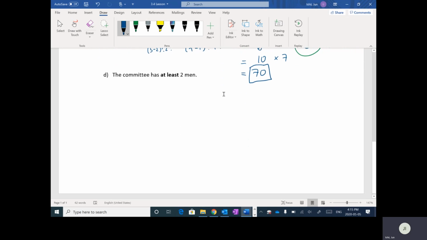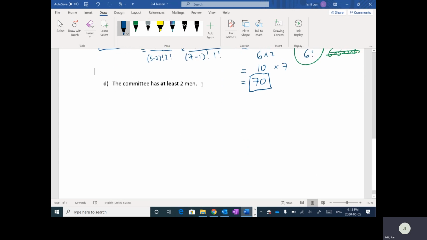All right. Now the last one is the committee has at least 2 men. For these questions, whenever you spot the word at least, or you may spot the word at most, you have to split this up into 2 cases. In order to have at least 2 men, what can you have? You can have 2 men and 1 woman. So that's a possibility. Or you can just have 3 men in this committee of 3. So here there's going to be 2 different possibilities, so we're going to split them. When you spot the word at least or at most, you want to break it down into the different cases.